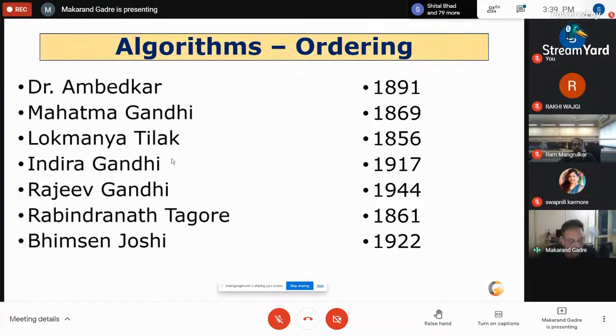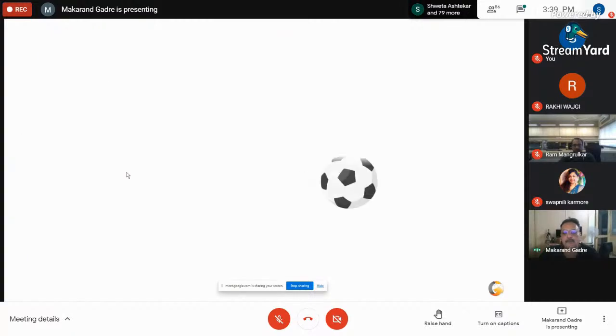So again, quicksort is good. If you have enough memory, quicksort is beautiful. Lovely. If you have less memory, no, let's not do it. I want to show you something more.